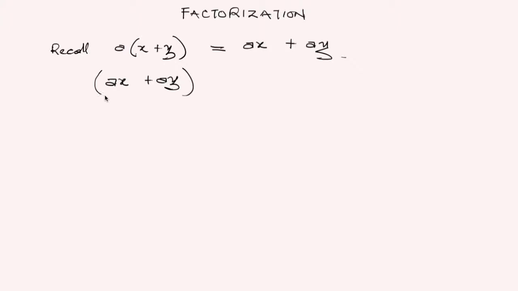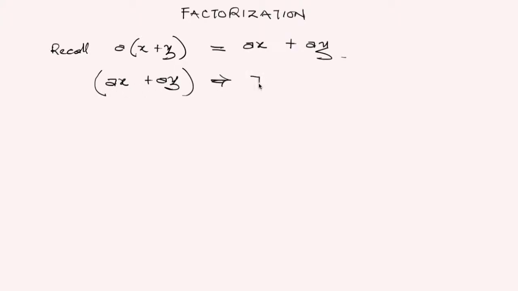Now, you would recall that when we have an expression a(x + y), this yields ax + ay. Now, if we need to factorize this expanded expression, so if we have ax + ay and we need to go the other way, what we need to do is look for the common term of these two terms. And in this case, you can see that it is a.